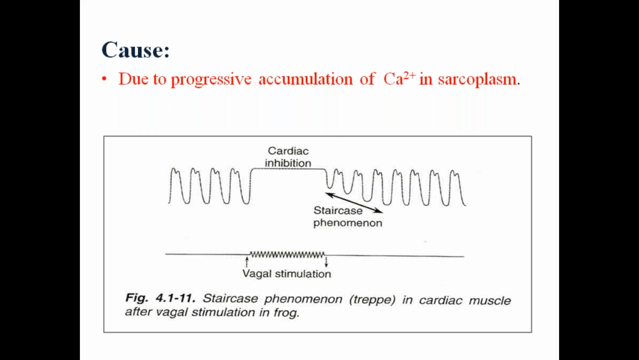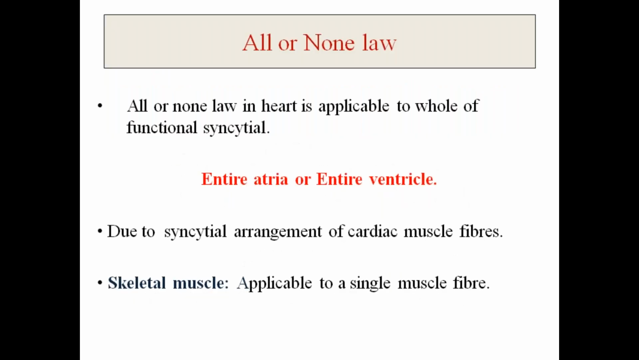Then at the next contraction, again calcium will be released, and then during relaxation it will again go back. But again some amount of calcium will be left out of the sarcoplasm. So as the contraction proceeds, a small amount of calcium gets accumulated in the sarcoplasm. And because of this accumulation of calcium in the sarcoplasm, if you see the subsequent contractions, the force of contraction is increasing. This is called the staircase phenomenon.